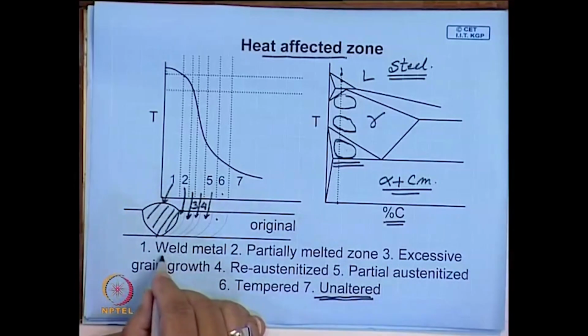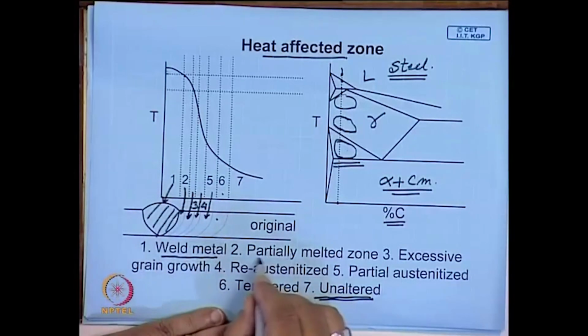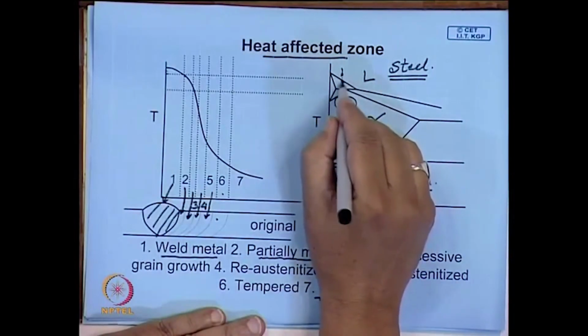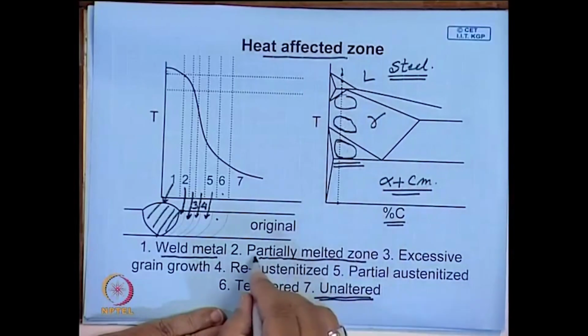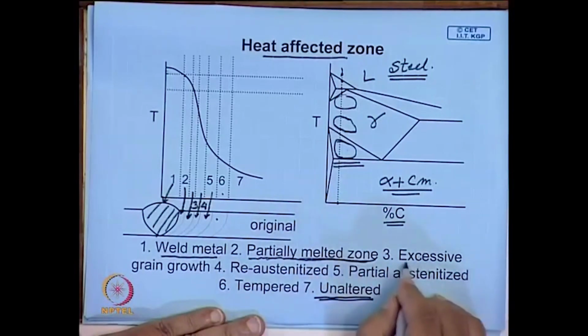Now, what will happen? The weld metal we have just seen will have a cast structure, then the partially melted zone will melt and again solidify. So, here it has partly melted. So, these are the zones which will be partially melted, remelted and resolidified. So, you will have a mixed type of structure.